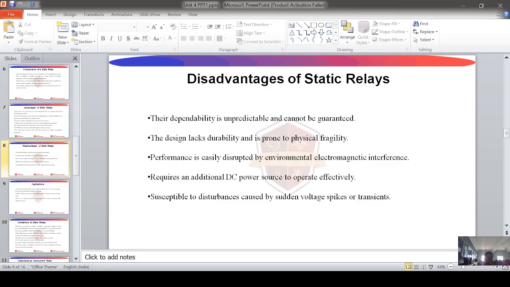Disadvantages of static relays. Static relays require an external DC supply. They are sensitive to electromagnetic interference, and their design is less durable and may be fragile. Voltage spikes can also affect the performance.